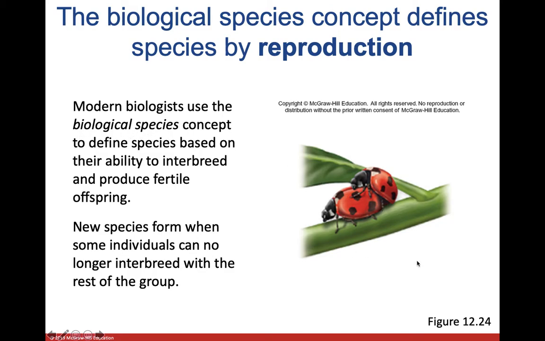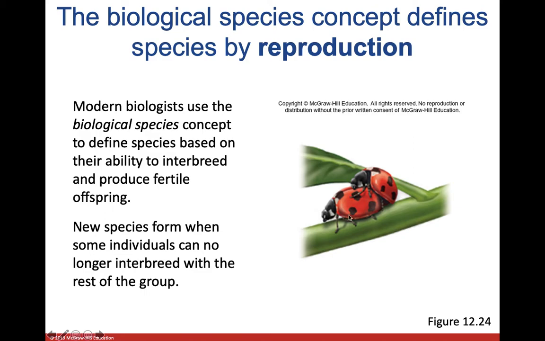And this is going to look at if two species can interbreed with one another, if their offspring comes out fertile and is also able to have babies. Those two species are the same species. The mother and the father are the same if the baby is able to have fertile offspring.